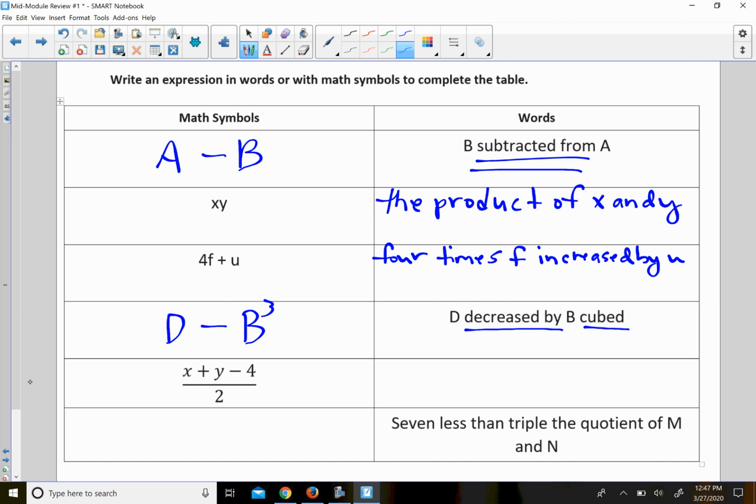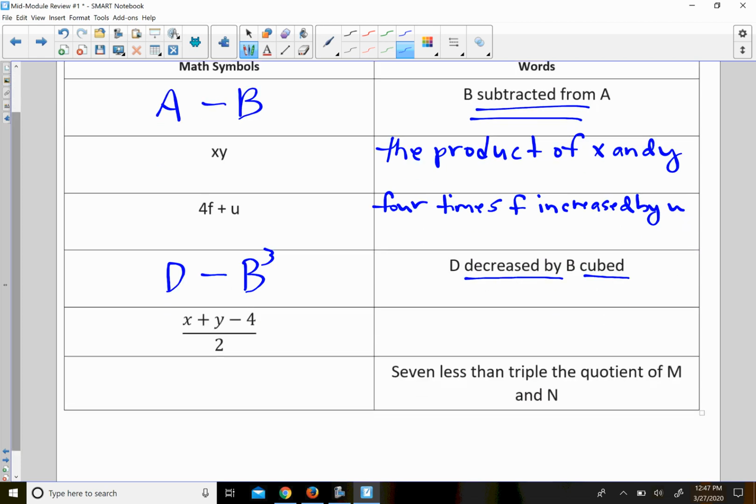All right, next two are a little bit more involved. This time I have x plus y minus 4, and all of that is divided by 2. So let me say, maybe we could say combine x and y. Then we'll subtract 4. We don't want to switch the order.